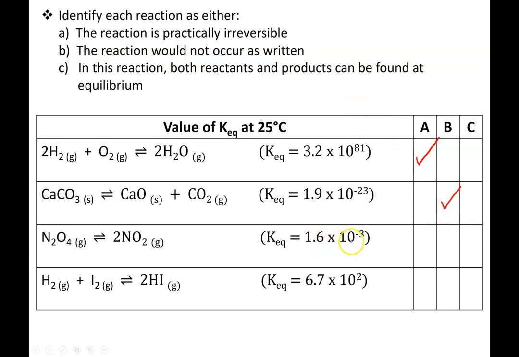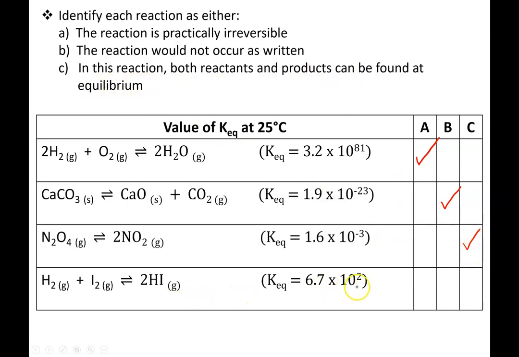Over here, we have 1.6 times 10 to the power negative 3. Again, negative exponent, but not as big as this one over here. So although the denominator is bigger than the numerator, and we're going to have more reactants than products, there won't be a massive difference between the two. Instead, both reactants and products can be found at equilibrium, which is option C.